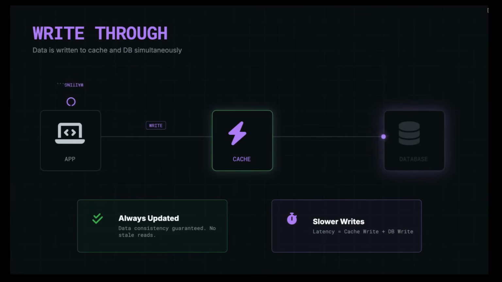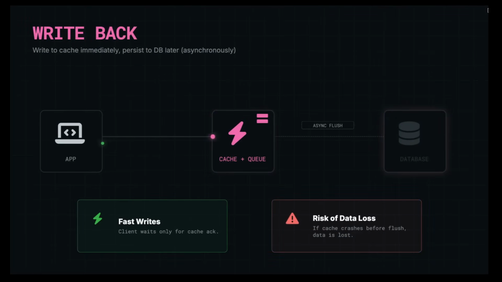Now, second is write through. In this case, whenever we are saving anything in the database, it is first saved to the cache. So that's why it's called write through. So whenever any write request comes in, it first writes in the cache and then it writes in the database. Okay. So the advantage is the cache is always consistent and it has all the data which is already present in the database. Now the third pattern is write back.